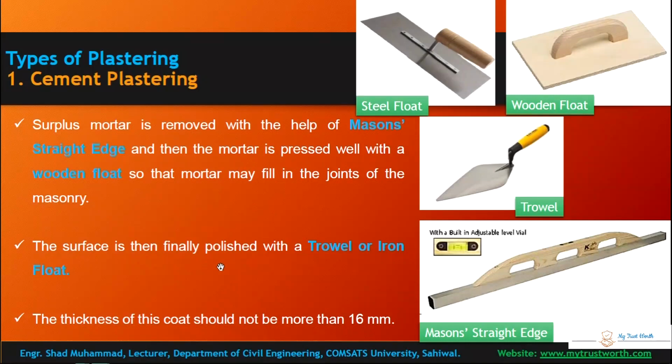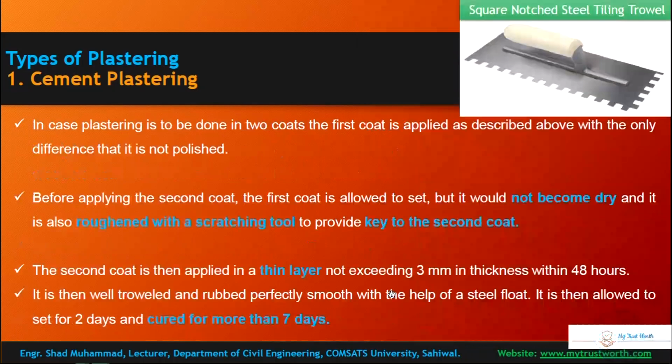The surface is then finally polished with the trowel or iron float. This is for polishing. Trowel is first used, and steel float is used for final finishing. The thickness of this course should not be more than 16 millimeters. The first coat should not be more than 16 millimeters.